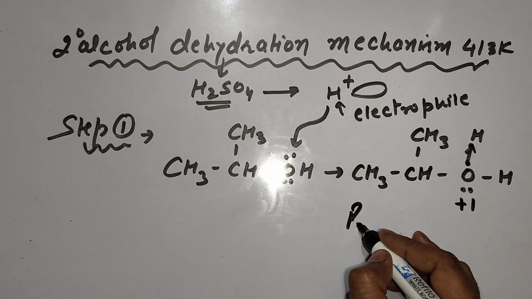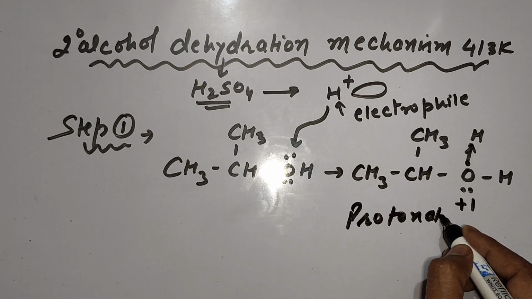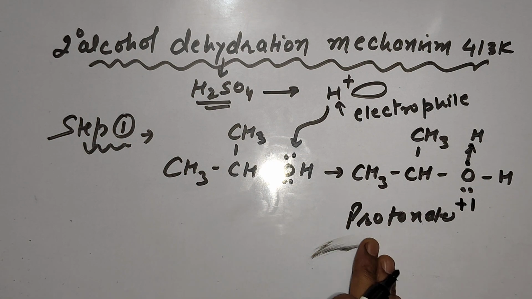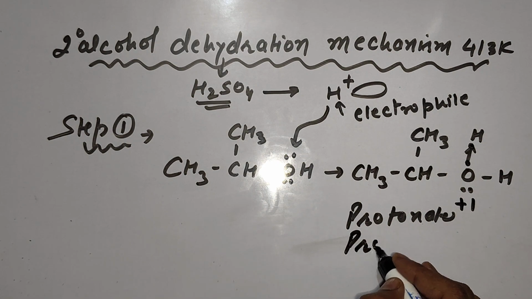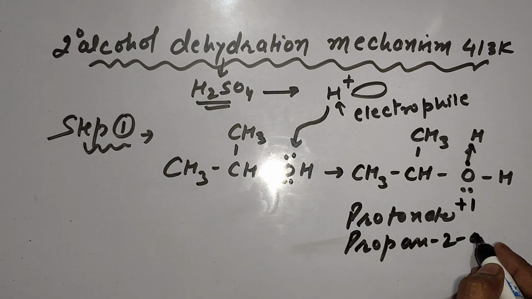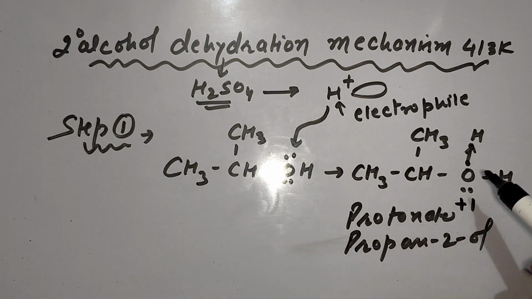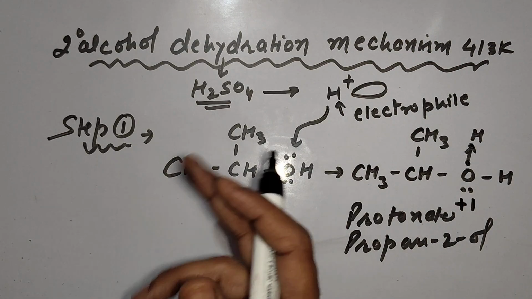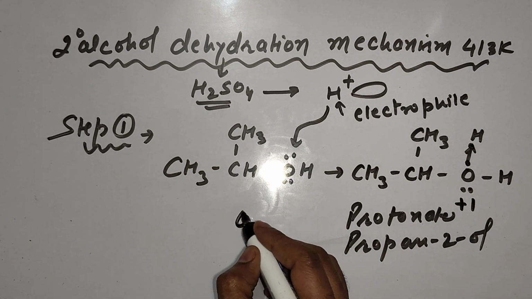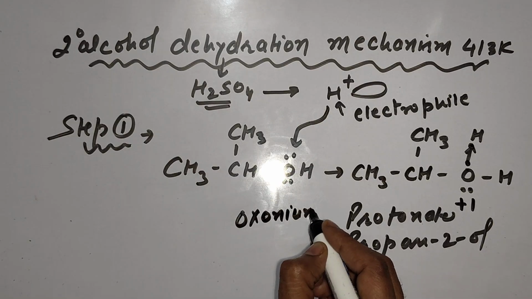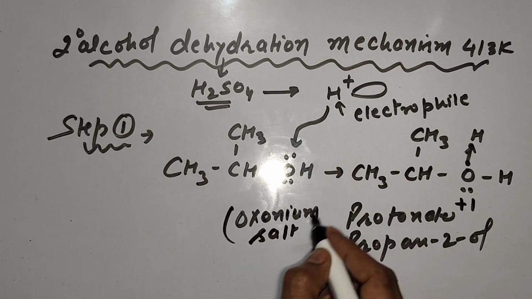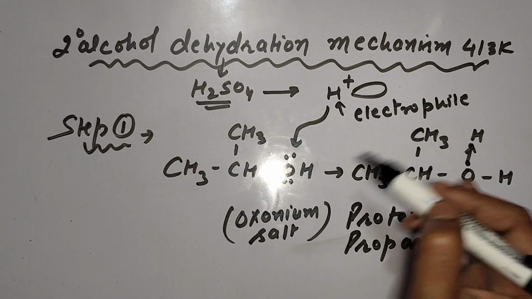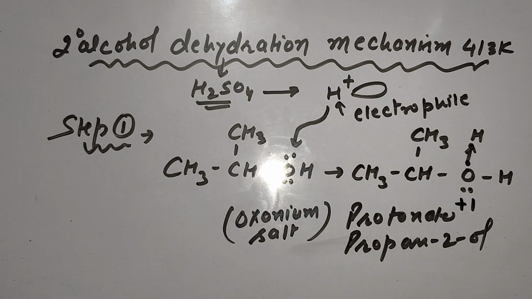We call it protonated propane 2-ol, because this is propane 2-ol. Now a proton is added to it, because H positive is also known as proton. In previous videos also we have discussed it. It is also known as an oxonium salt. It is highly unstable because oxygen is carrying +1 charge and making 3 bonds. This is step 1.